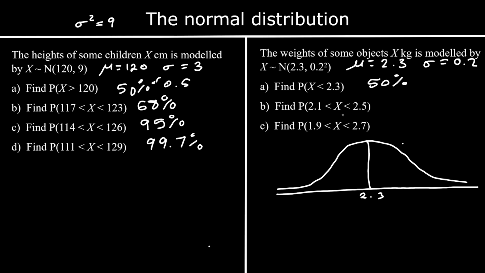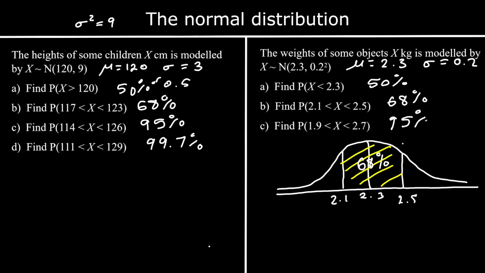Find the probability that x is between 2.1 and 2.5. That's within one standard deviation of the mean. So 2.1 and 2.5 within one standard deviation of the mean is 68% of the data. And between 1.9 and 2.7, that's within two standard deviations below the mean and two standard deviations above the mean. It's 95% of the data.